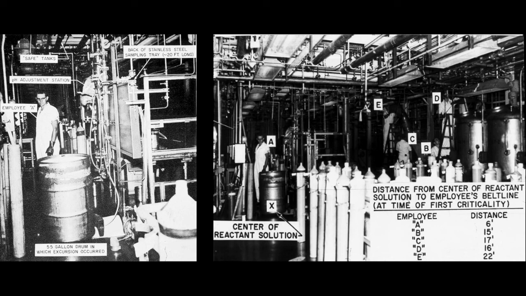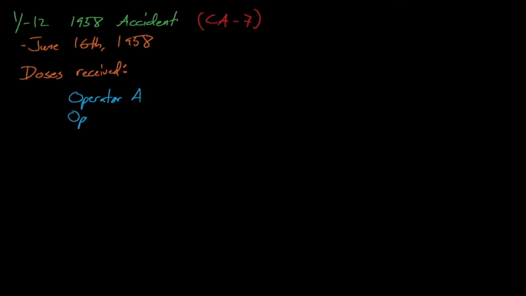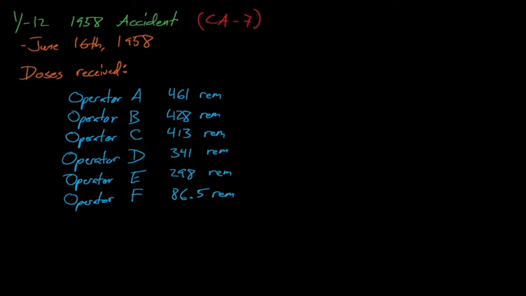Other than Operator A, who was standing next to the drum, there were six other operators in the building at the time of the accident. Operators B, C, D, and E were standing a short distance away from the 55-gallon drum in front of a series of large tanks, and operators F and G were stationed on the other side of these tanks. The operators received doses of 461 rem, 428 rem, 413 rem, 341 rem, 298 rem, and 86.5 rem. Several of the operators fell ill due to acute radiation syndrome, but they all actually survived the incident.